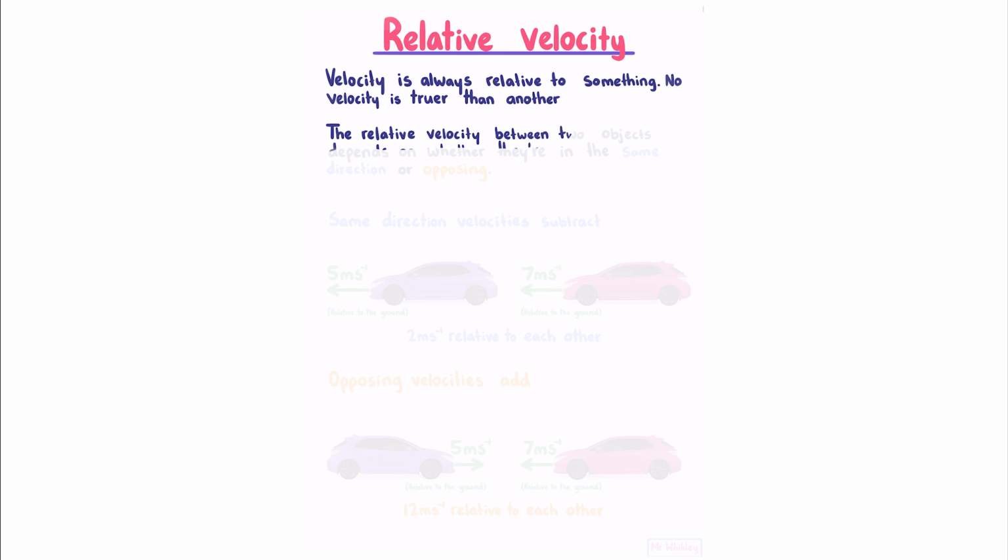The relative velocity between two objects depends on whether they're in the same direction or opposing. Same direction velocities subtract.